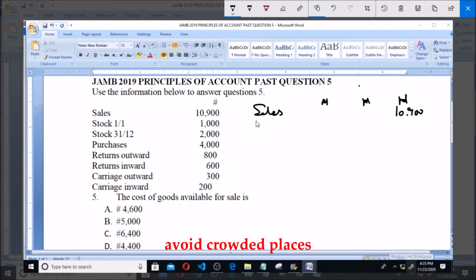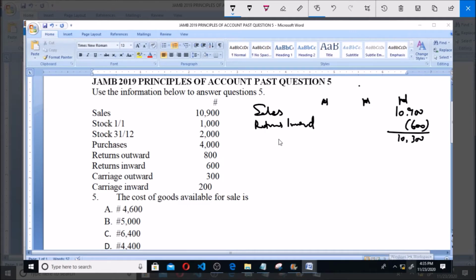We have returns inward, which is 600. We are lessening it. This will give us 10,300. This is net sales. Okay. Net sales. So now we have our opening stock. Our opening stock in our question is 1,000.